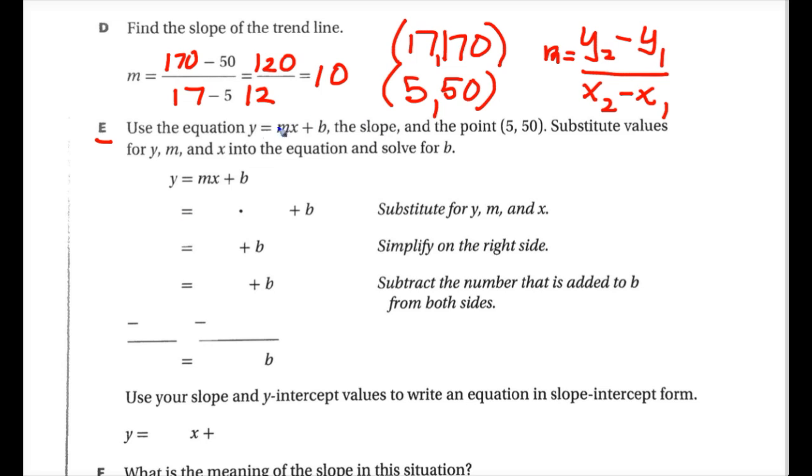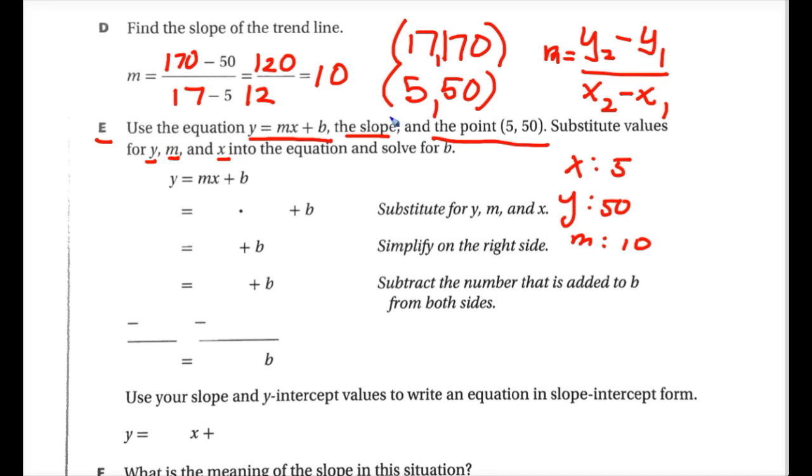So let's take a look at E. E says use the equation y equals mx plus b, the slope, and the point (5, 50). Substitute values for y, m, and x into the equation. So we have a y and x with our 5 and 50. And now we have an m, which is 10. So we're going to use our x of 5, our y of 50, and our m of 10.